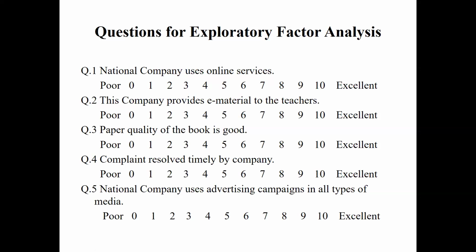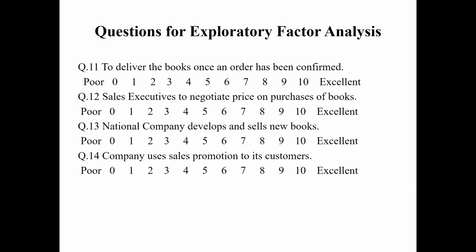So these are on an 11 point scale, 0 to 10. If you are giving 2 or 3, it means you do not agree with this statement: the company is not providing good online services. If you tick 8 or 9 on the second question, it means you are giving your opinion as excellent. Then if the company provides e-materials to the teachers, it means you are satisfied with the company providing e-materials to the teachers. So we should prepare our questions like this.